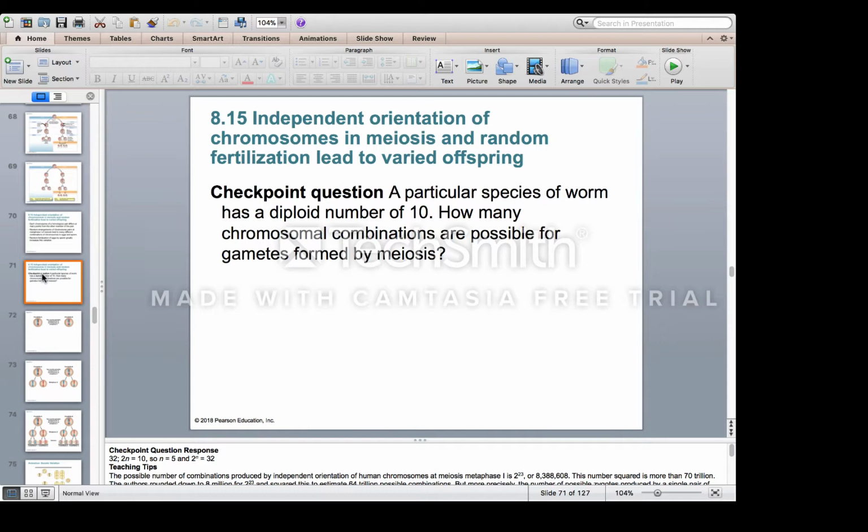Okay, checkpoint. A particular species of worm, all right, has a diploid number of 10. How many chromosomal combinations are possible for gametes formed by meiosis? So the diploid number is 10. You're actually going to get diploid 2n equals 10, right? So if you solve for that, that's 10 divided by 2, so n is 5. So it'll be 2 to the 5th power. 2 to the 5th power is 32. So that's how many different combinations are formed by meiosis.